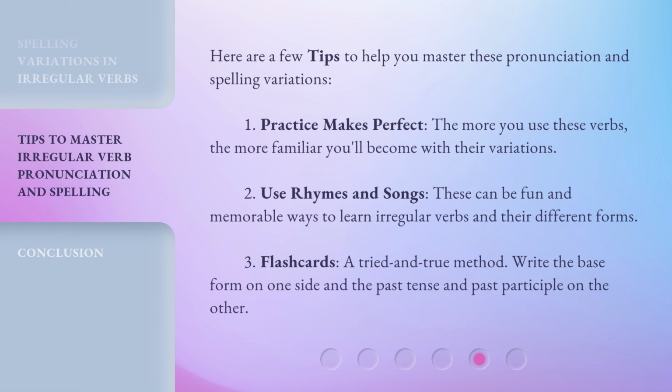Here are a few tips to help you master these pronunciation and spelling variations. 1. Practice makes perfect. The more you use these verbs, the more familiar you'll become with their variations. 2. Use rhymes and songs. These can be fun and memorable ways to learn irregular verbs and their different forms. 3. Flashcards, a tried and true method. Write the base form on one side and the past tense and past participle on the other.